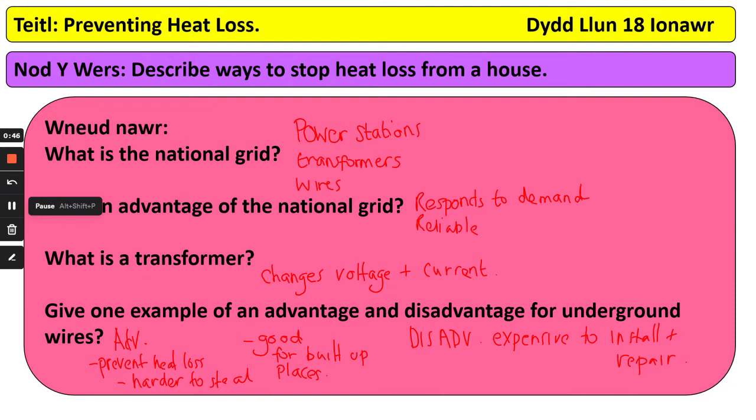For an advantage and disadvantage for underground wires, you could have put for advantages, it prevents heat loss, it's hard to steal, and it's good for built up places because it's safer. For disadvantages, you could have said it's either expensive to install or repair.